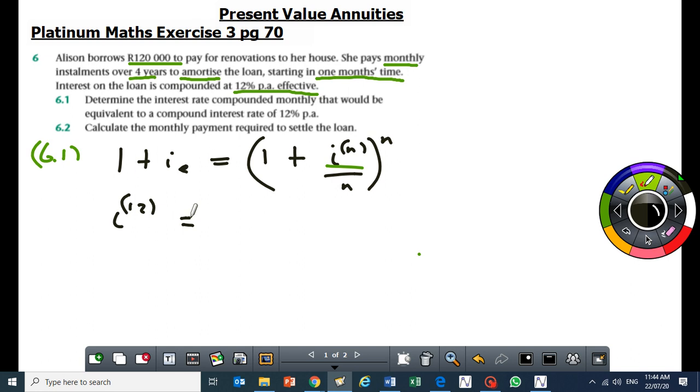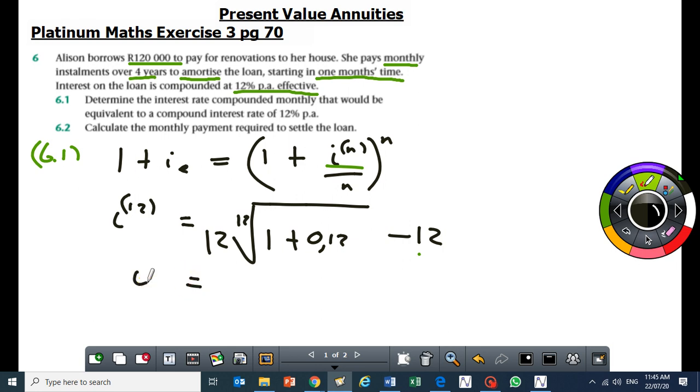It's going to be equal to, remember, yesterday I told you that you can easily simplify this. So it will be the 12th root of 1 plus 12%, that's 0.12, and then you need to subtract 1. I showed you how to do that. So you can easily make your nominal interest rate the subject. And then you simplify. If you simplify, what answer do you get?